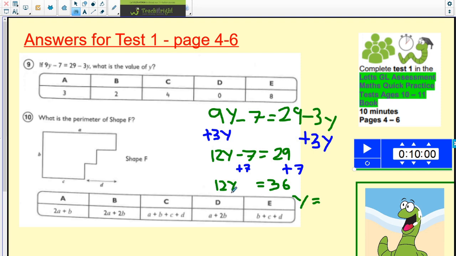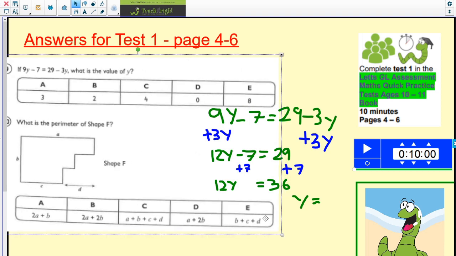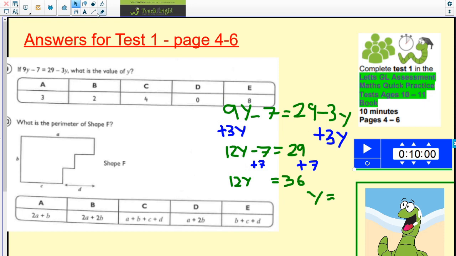So if 12 lots of y equals 36, how do I do that last step? Let me just move this out the way so I've got a bit more working room. Well, again, using the same rule, I want to do the opposite. That 12y is actually a 12 times y. That's a rule we have to learn in algebra. I've mentioned it a few times now. So instead of, I want to move the 12 times, I have to do the opposite. So I'm going to divide both sides by 12.